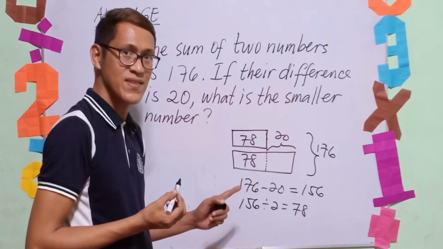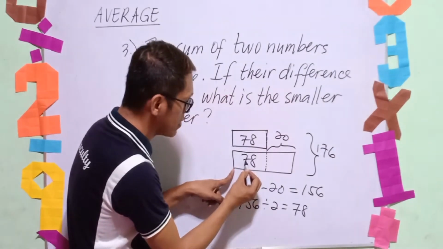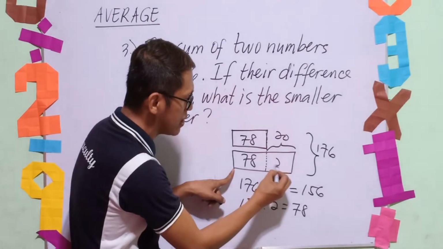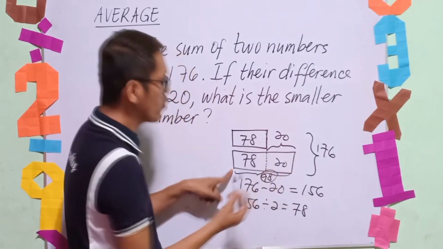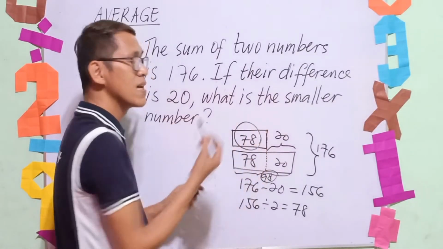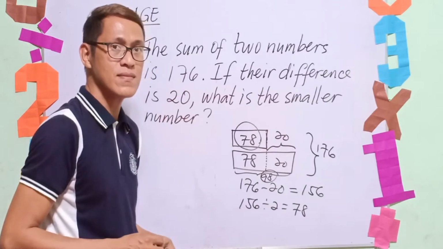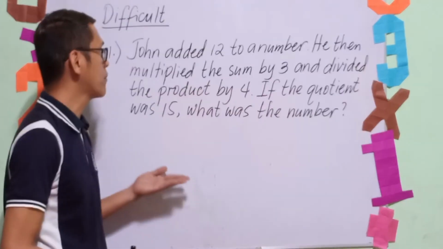Did you get that? So, meaning the bigger number is 78 and the 20 here. So the bigger number is 98. But we are looking for the smaller number. So our answer is 78. Now let's proceed with the difficult problems. Let's say problem number 1.